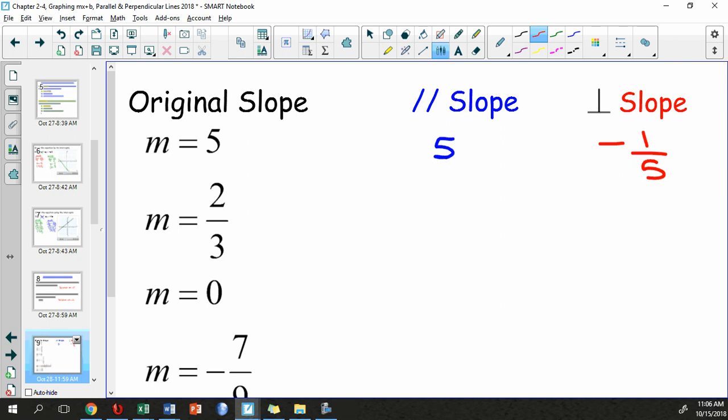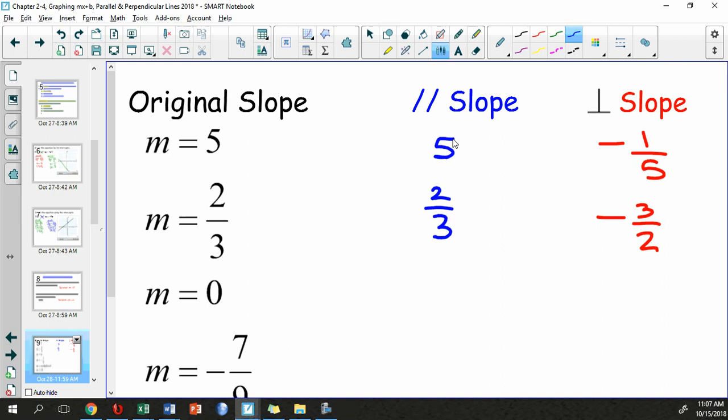Okay? What is parallel to 2/3? Same, 2/3. What is perpendicular to positive 2/3? Opposite is negative, and now the reciprocal is 3/2.